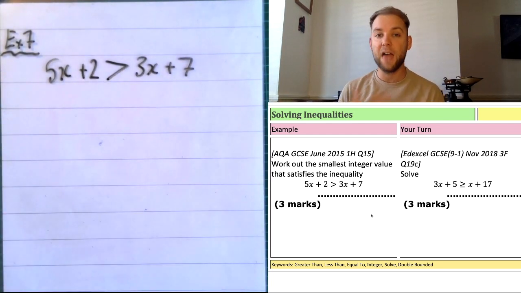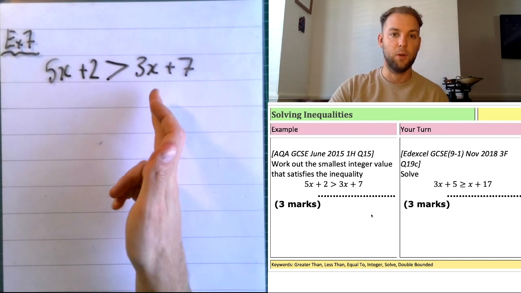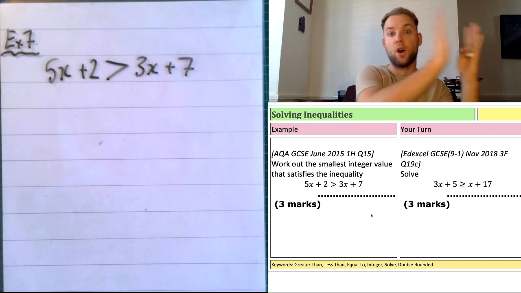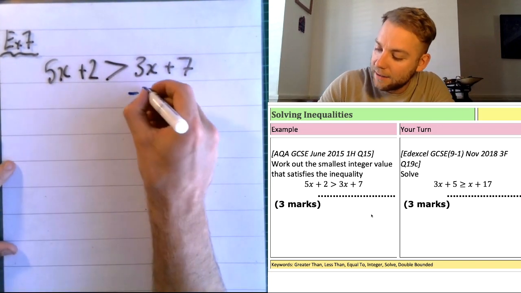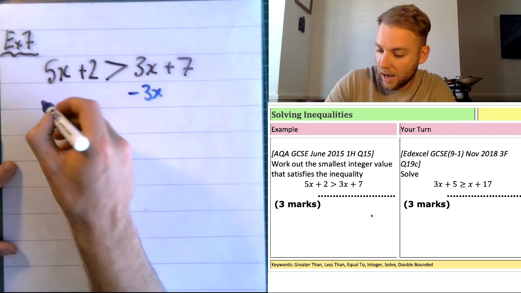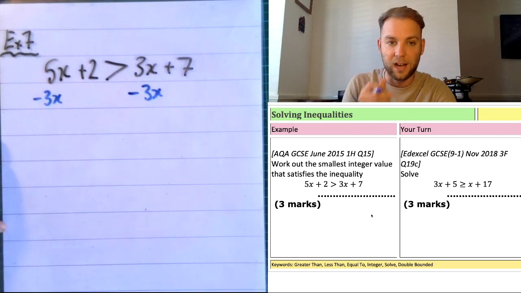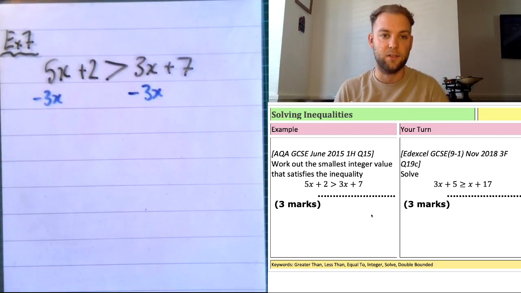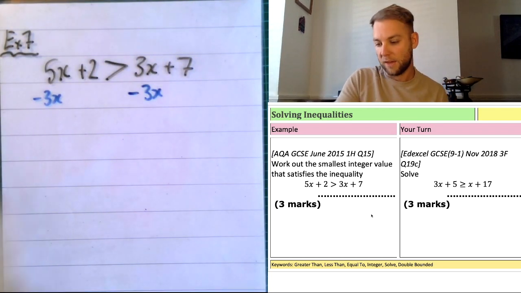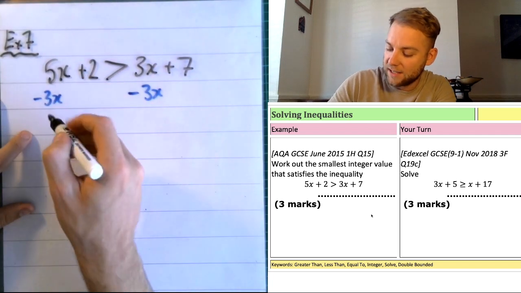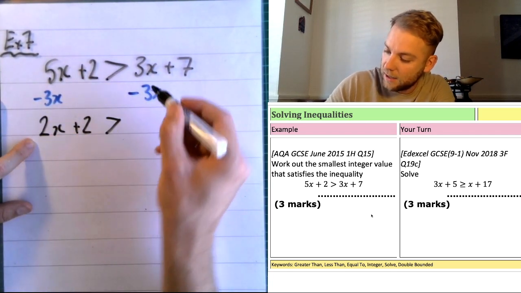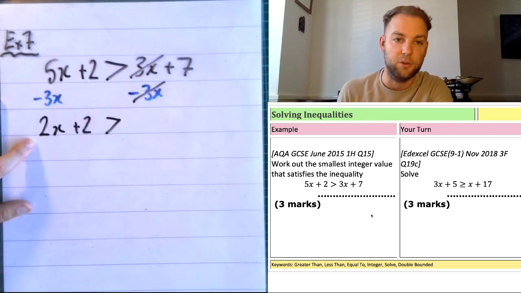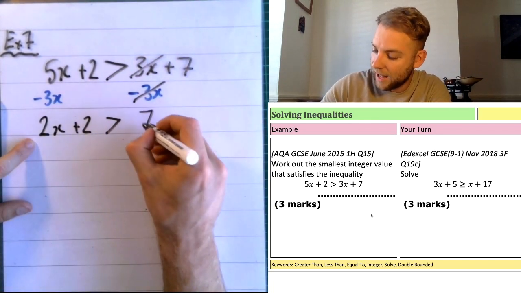Be careful, sometimes this is negative, in which case you've got to think about how far it would be on the number line. But in this case, it's quite easy, 3. So I'm subtracting 3x from both sides to get rid of 3x on that side. 5x take away 3x is 2x plus 2, which is greater than. 3x take away 3x just leaves you with nothing there. We still have the 7.